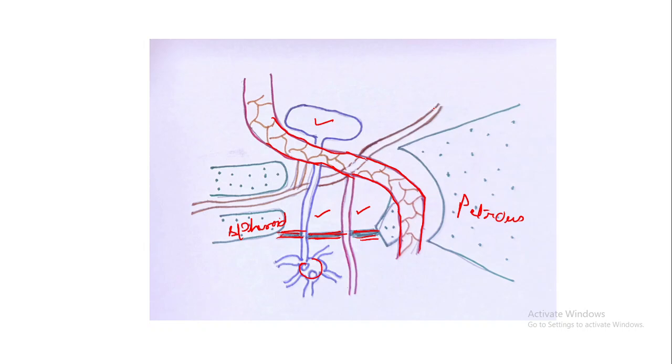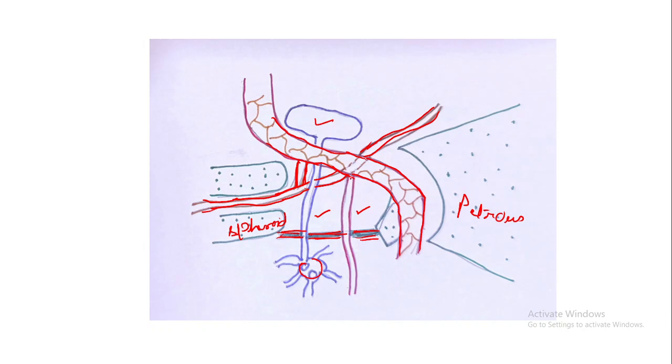Then this one is the greater petrosal nerve. This greater petrosal nerve comes downwards in the anterior aspect of foramen lacerum, and it joins the deep petrosal nerve. This one is the deep petrosal nerve which comes out of the sympathetic nerve plexus present around the internal carotid artery. This deep petrosal nerve runs down from the sympathetic plexus around the internal carotid artery and joins the greater petrosal nerve, and then forms the nerve of pterygoid canal, and goes into the pterygoid canal, which is present in the sphenoid bone.